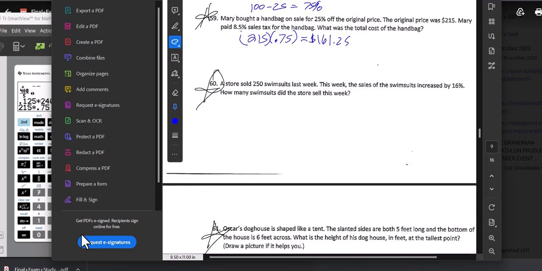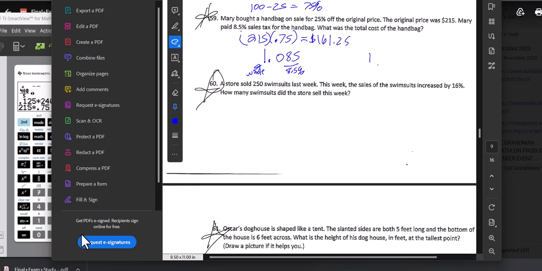But then she has to pay 8.5% sales tax on the handbag. So when we add a percent, we're going to add 1 point, and then we change this percent into a decimal, 1.085. This 1 in front, that is adding on the whole amount. And then the 0.085 adds on the additional 8.5%.